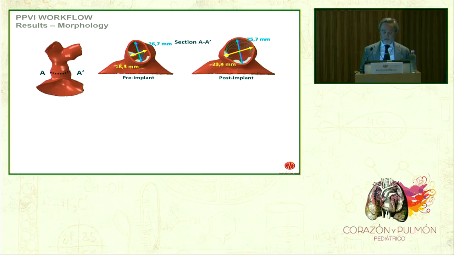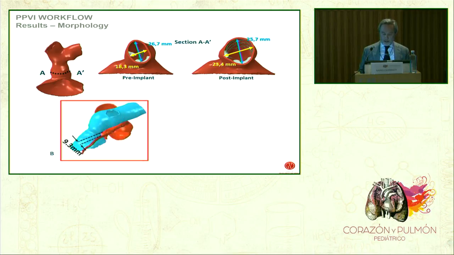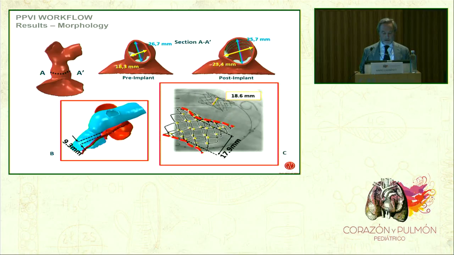You can predict reliably the measurements we are taking in the cath lab. You see here the distances between the RV outflow tract and the coronaries, which is of paramount importance before implanting the stent. And we did some validation of this simulation, and the measurements we obtained before and during catheterization were very, very similar.